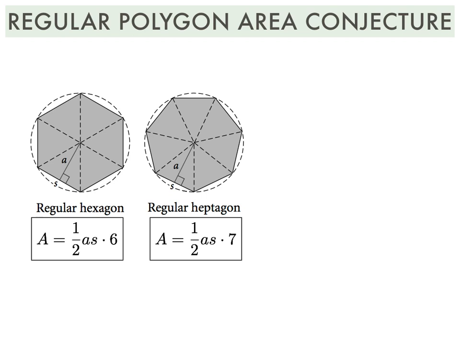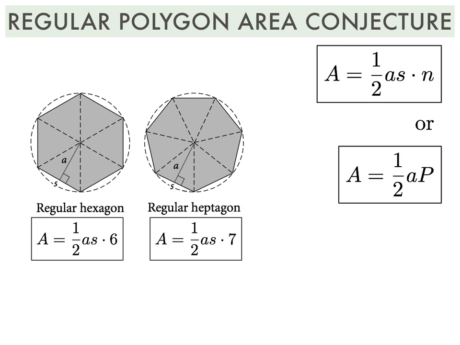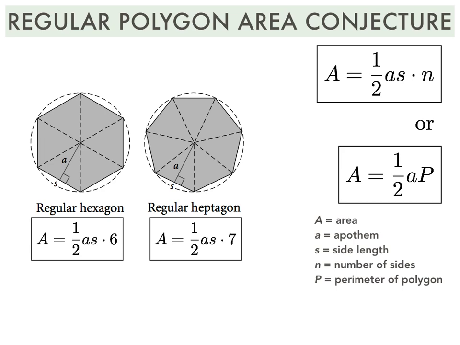And so in general, we can say that the area is 1/2 a s n or 1/2 a p, where big A is the area, little a is the apothem, s is the side length, n is the number of sides, and p is the perimeter.